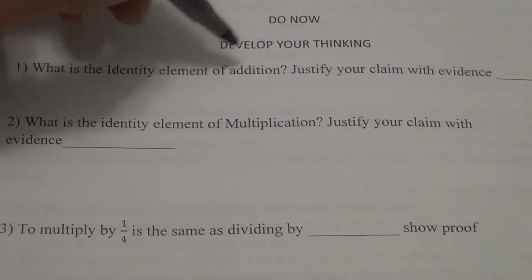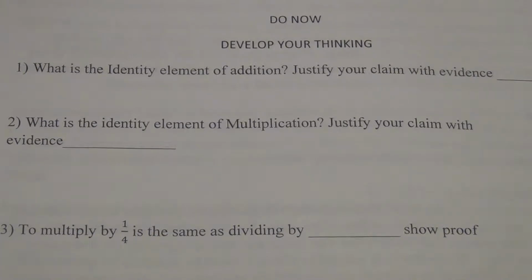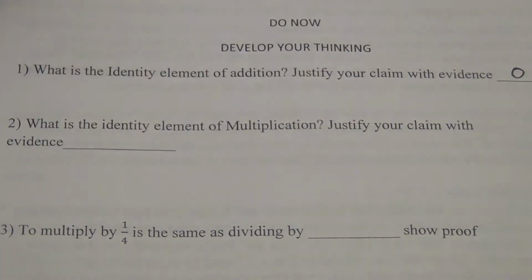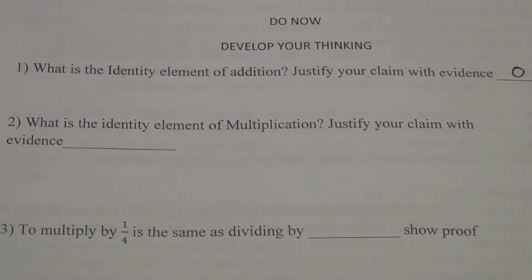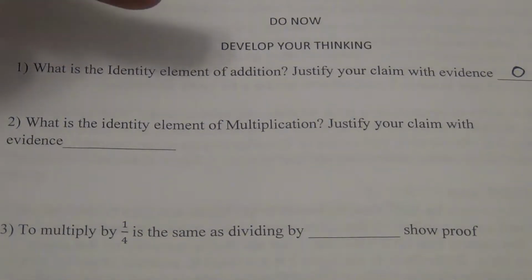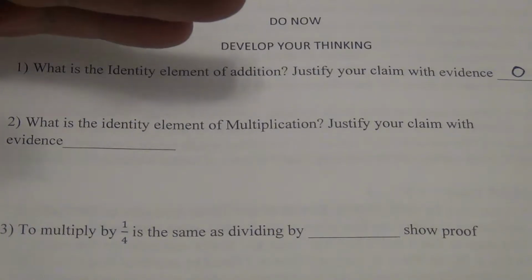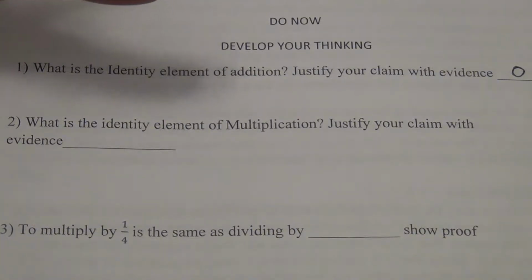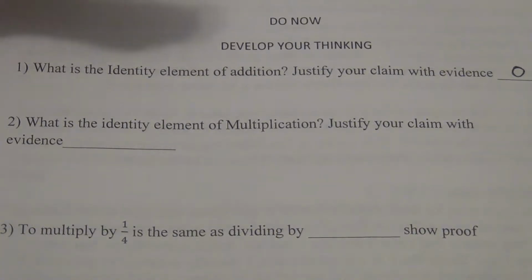The identity element of addition, what is it? And also justify your claim with evidence. Well, for addition, the identity element is 0. Why is that? Because when you add 0 to any number, we get the original number that we started with.